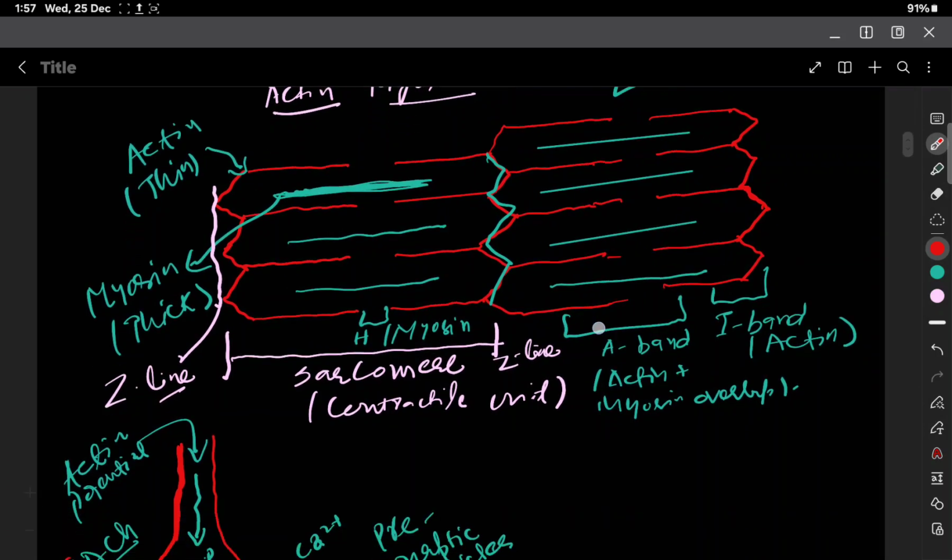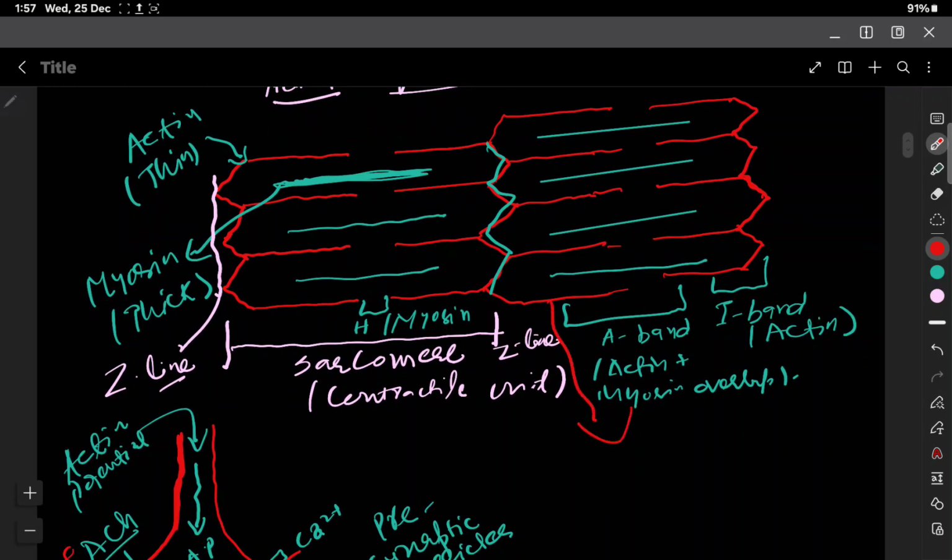The length of the sarcomere will be shortened. So I can draw it here. After the contraction, what will happen? It will become short. You can see the length here. Because of the calcium, it has shortened and the muscle has contracted. So this is the process of muscle contraction which occurs in our body.